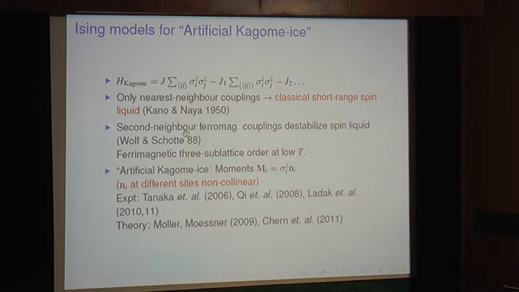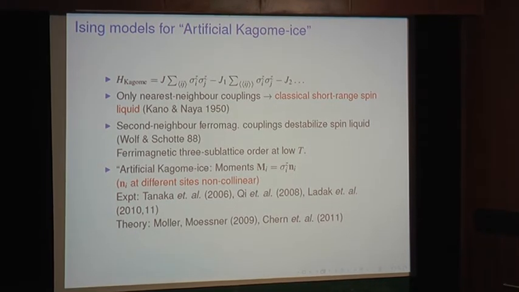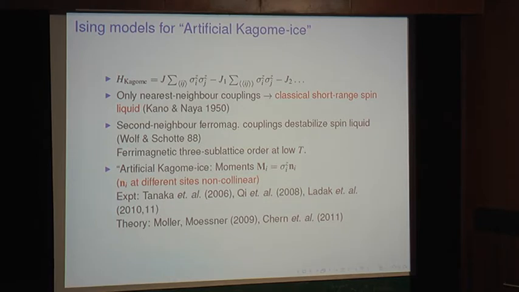They have also been used as models for so-called artificial Kagome ice, which are honeycomb networks of micron-sized wires, and it's the magnetic moments of these magnetic wires. The energetics of those have been described in terms of Kagome lattice Ising models of this type. I'll have a little bit more to say about that later. Just to say that this is not something I'm pulling out of thin air. This has been studied a lot for 30 years.